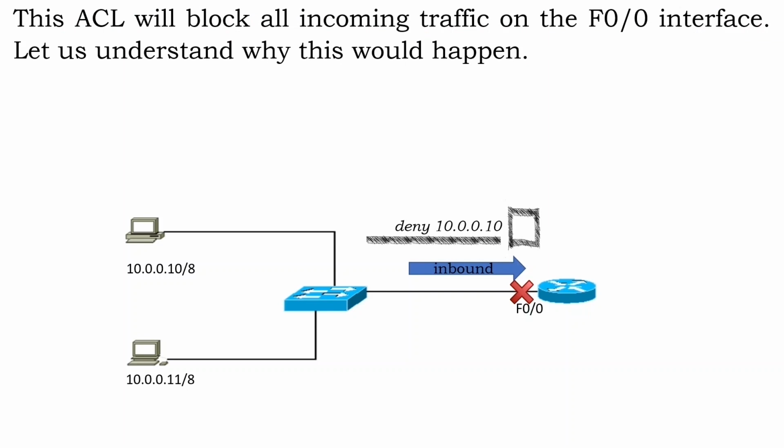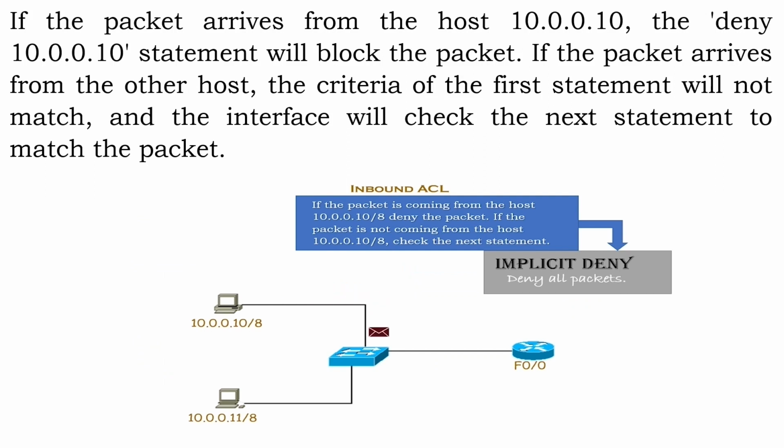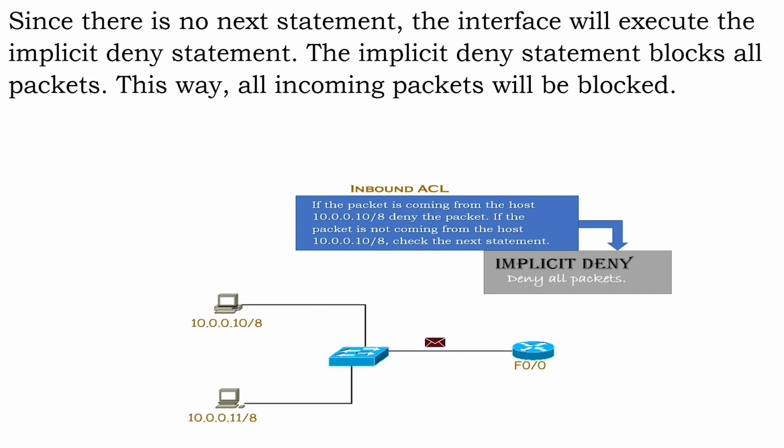Let us understand why this would happen. If the packet arrives from the host 10.0.0.10, the deny statement will block the packet. If the packet arrives from the other host, the criteria of the first statement will not match, and the interface will check the next statement to match the packet. Since there is no next statement, the interface will execute the implicit deny statement. The implicit deny statement blocks all packets. This way, all incoming packets will be blocked.